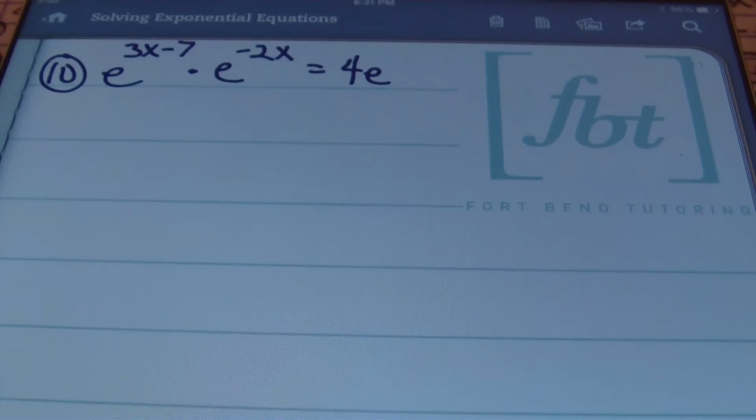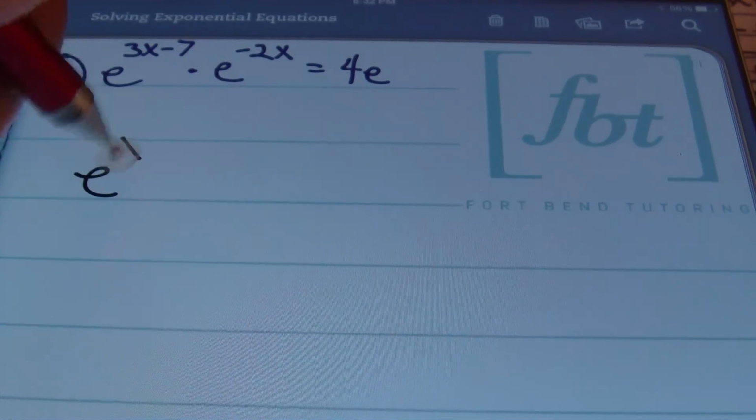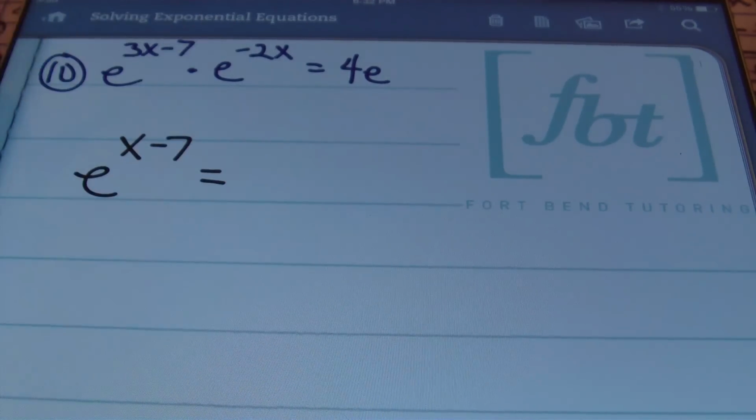In problem number 10, we have e to the 3x minus 7 times e to the negative 2x equals 4e. Well, it's best to try to have one base equal to another base as far as solving these equations. So I'm noticing that I do have like bases on the left side of the equal sign, and that anytime I'm multiplying like bases, I can add the exponents together. So I'll be able to rewrite this as e to the x minus 7, combining 3x and a negative 2x, which will be equal to 4e.